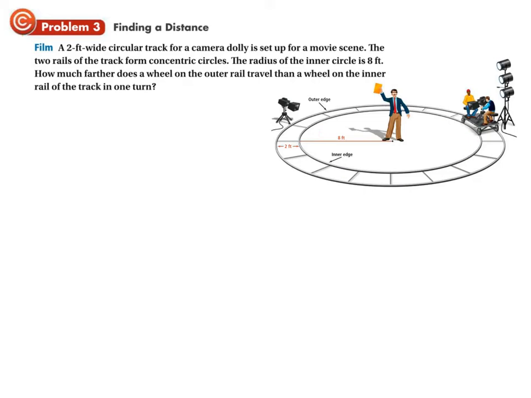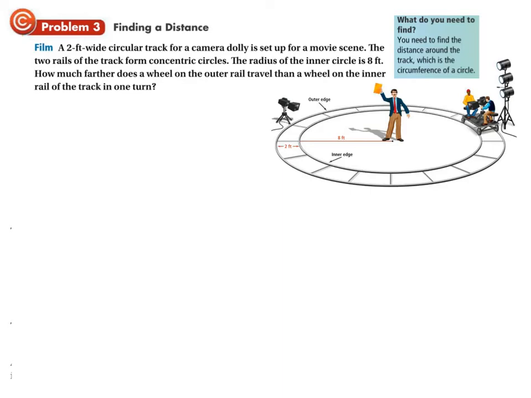So we need to find what? Well, you need to find the distance around the track for each of these rails. So that's going to be the circumference of each of these circles. Now, how do we do it? Well, we need to find the circumference of a circle that has a radius of 8 feet, and we need to find the circumference of a circle. What's 8 plus 2? Yep, so 10 feet. So we need to find the circumference of a circle whose radius is 10 feet. And then we'll subtract them because they want to know the difference. How much further does one go than the other? Well, we find out how far they both go and we subtract them.